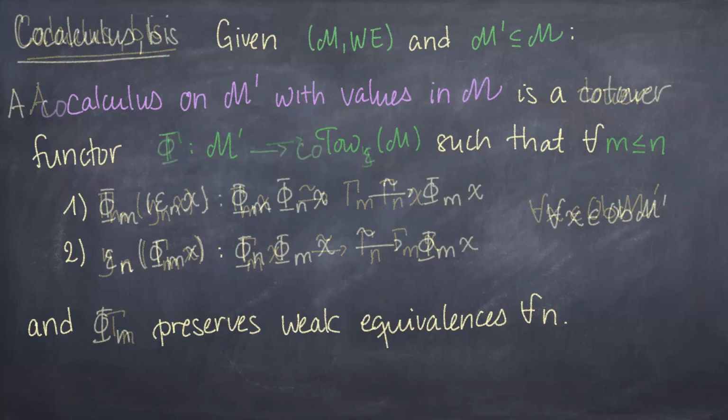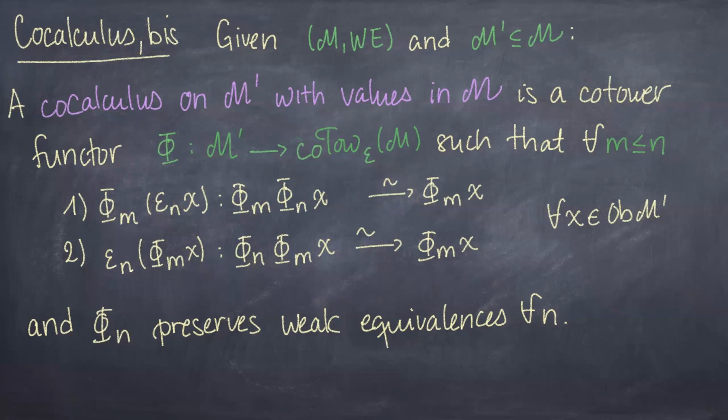So I'm just going to display it all at once here. Again, we have our category M with its weak equivalences. We look at some particular subcategory M prime. And now we're going to have one of these cotower functors from M prime to the cotower. And now we have these epsilon maps. The epsilon n of x goes from phi n of x to x.